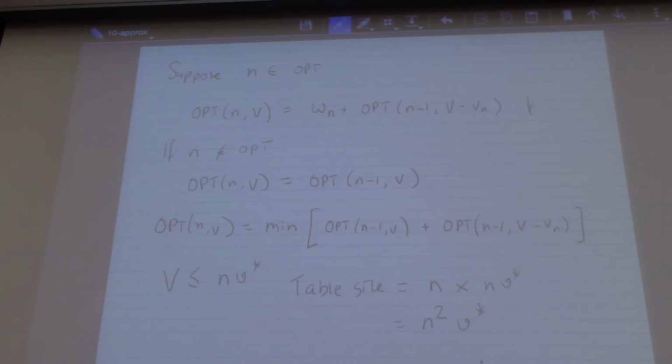Yes, you had a question? Back to what you were saying before, did you say the V's where you have every single possible value of V? Yes. From 1 to n times v star, integer values, let's say.